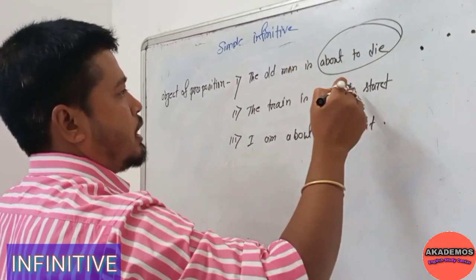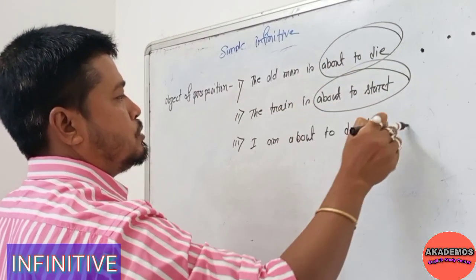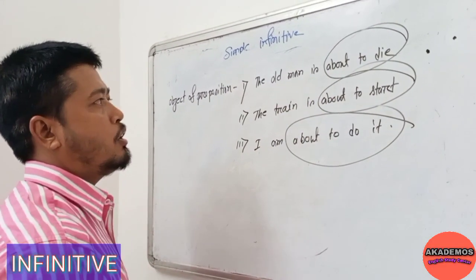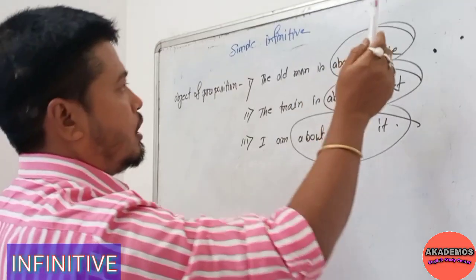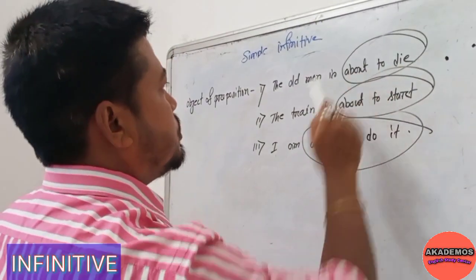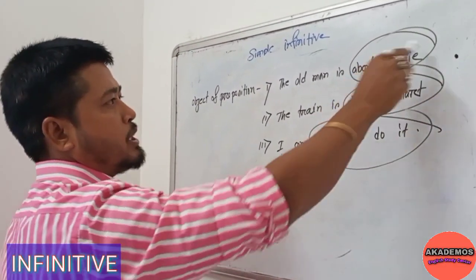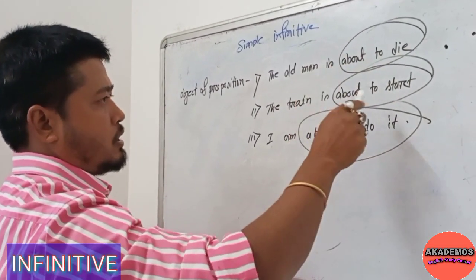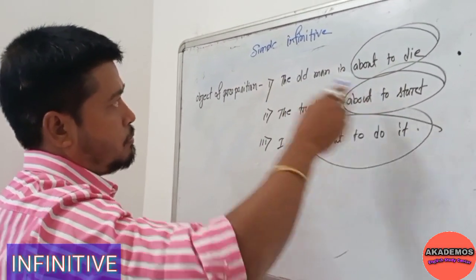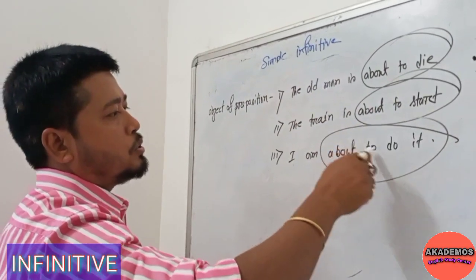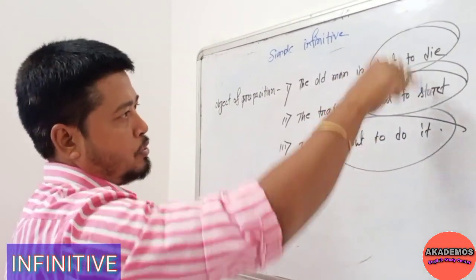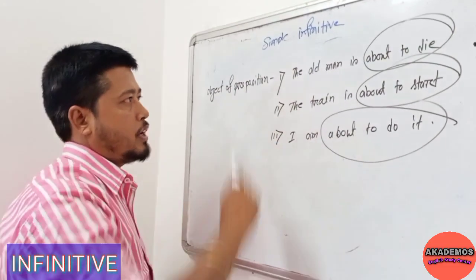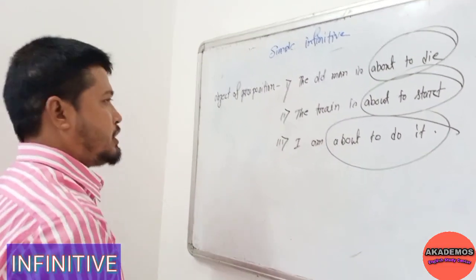About is a preposition, and after about comes to. These are the object of preposition: about, to, plus verb 1. Because infinitive is always formed by adding to. And there is no force of action of verb, there is a force of noun. This is what is the object of preposition.